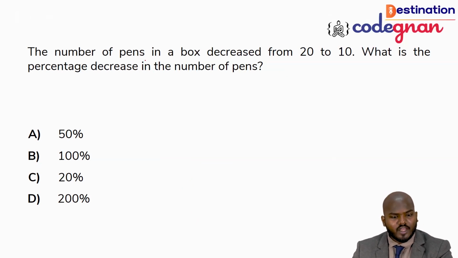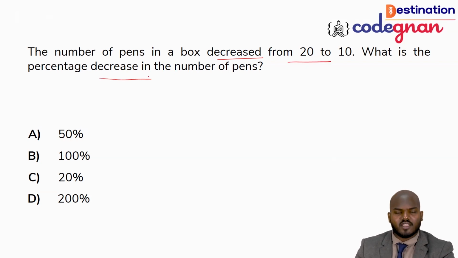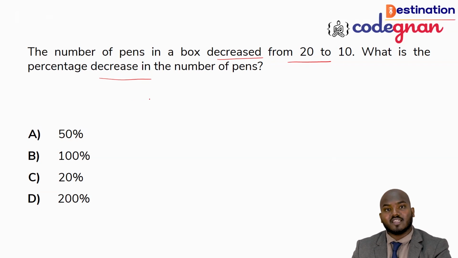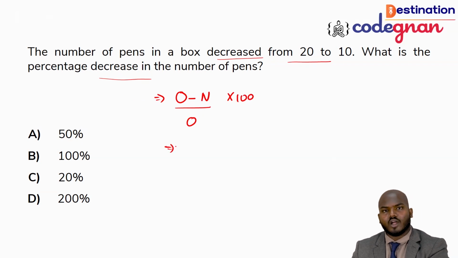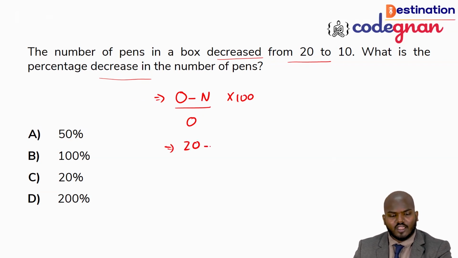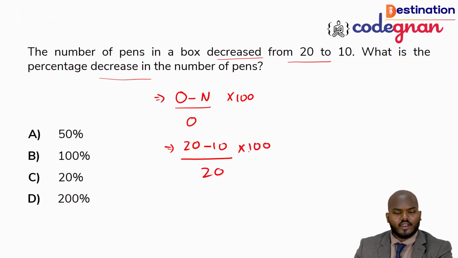So the number of pens inside the box is decreased from 20 to 10. Find the percentage decrement. What is the percentage decrement formula there? So percentage decrement formula is equal to old value minus new value by old value cross 100. Old value is equal to what? That is 20 minus 10 by 20 times of 100.